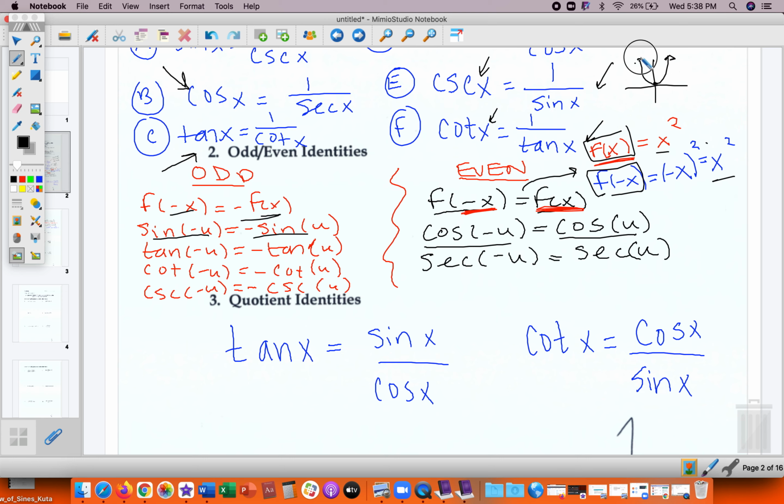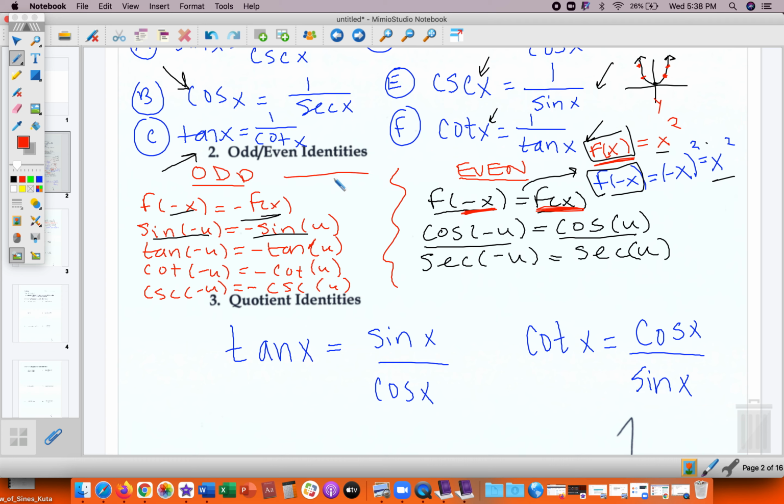Notice that there is symmetry about the y-axis, right? So if this is our y-axis, a point here is reflected over here, a point here reflected over here. So for even, we reflect over the y-axis. Odd, there's a reflection over the origin.